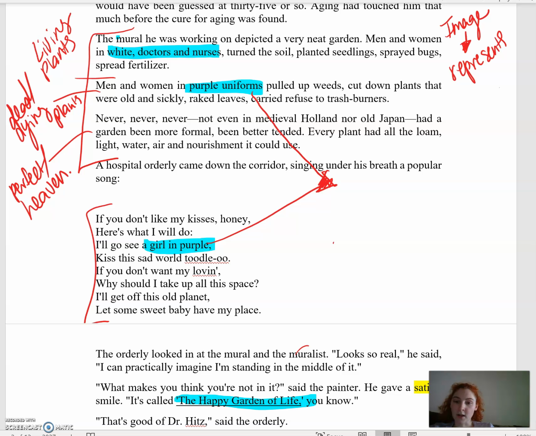The speaker in the song will visit this girl in purple in order to be able to kiss this sad world toodaloo and get off the planet. To die. And what is the purpose of dying?